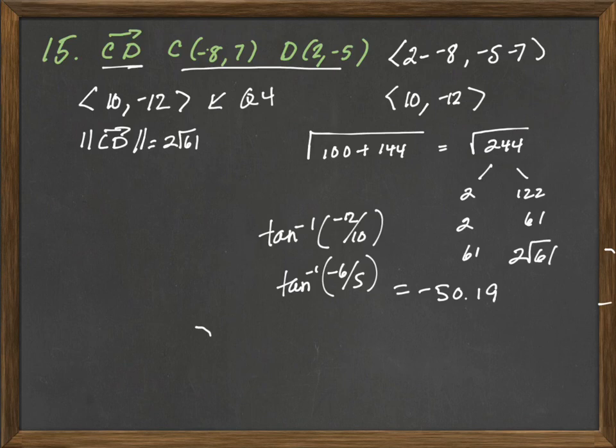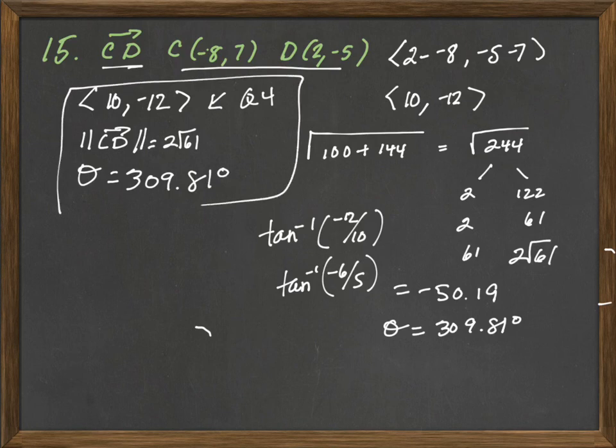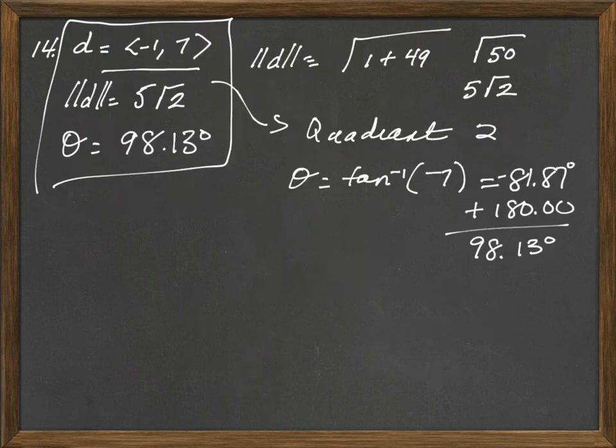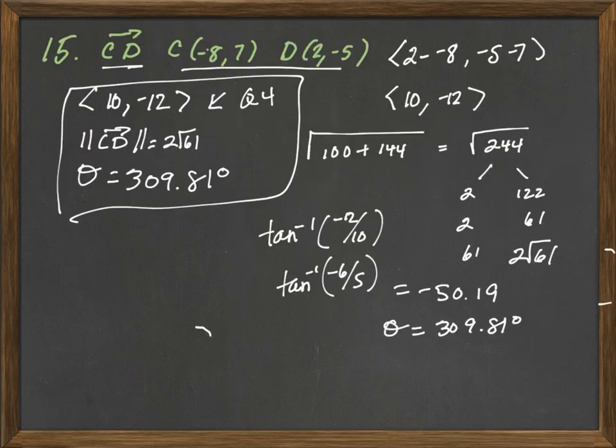So we'll subtract 360, or add 360, I guess, if you're thinking about it. Subtract that from 360, and you get theta is 309.81 degrees. So theta equals 309.81 degrees. So that's number 15. Okay? Is that everything we had to do? Yeah. Okay. All right, I'll stop there and do the next 3 of this type on the next video.